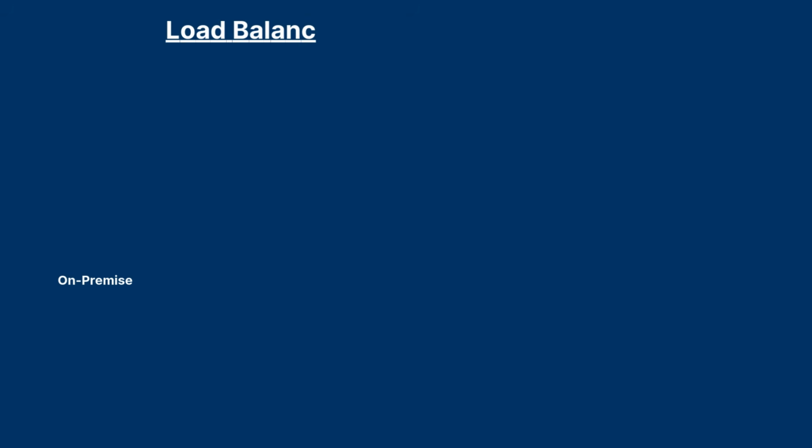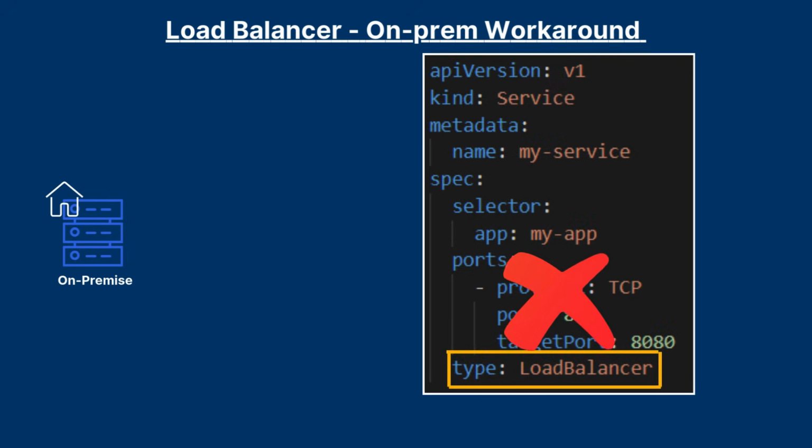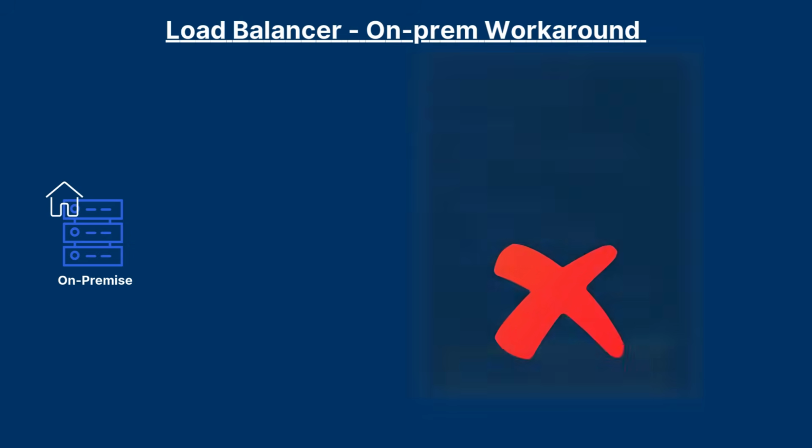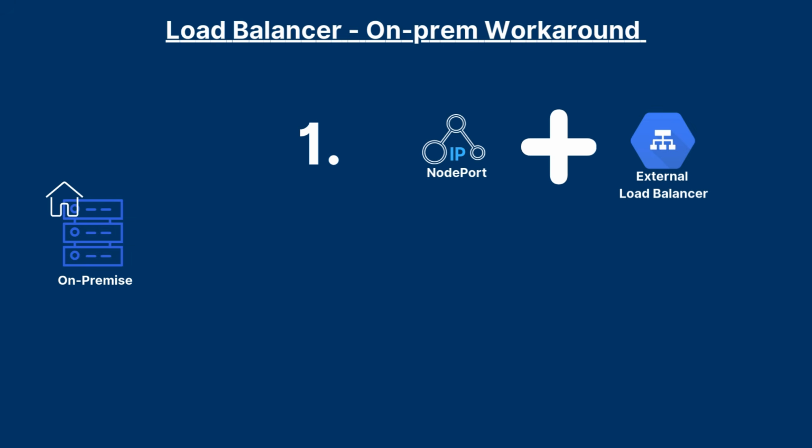So now let's see how we can achieve this in on-premise. If you are running Kubernetes in your own data center or on local tools like Minikube, there's no built-in cloud load balancer. That means a service of type load balancer won't work out of the box. So what you need to do instead is either use NodePort plus external load balancer. You can expose your application with a NodePort and then use your own load balancer like HAProxy, Nginx, or F5 to point traffic to those node ports.